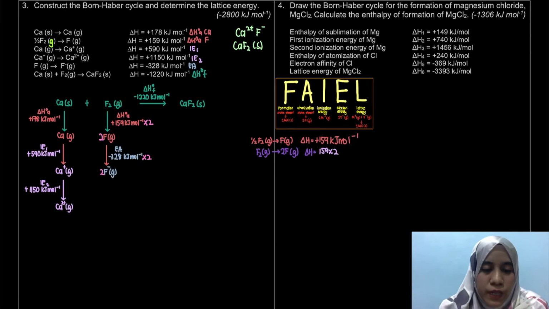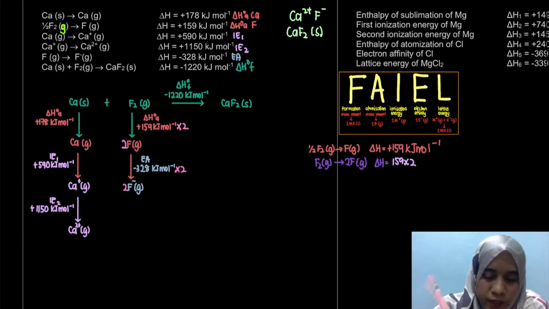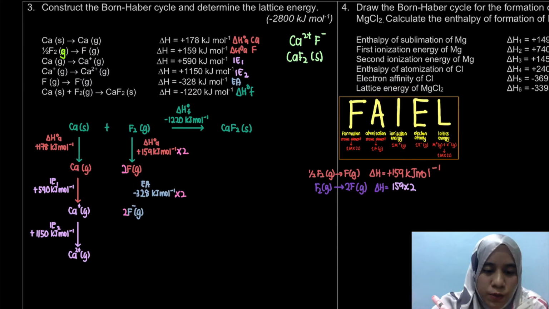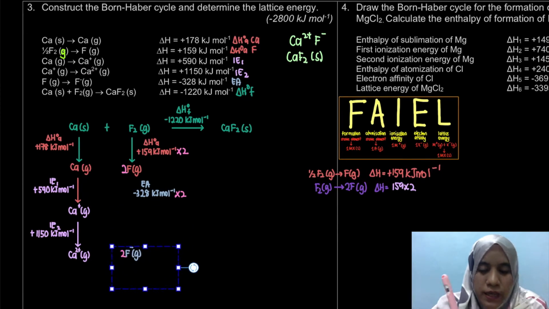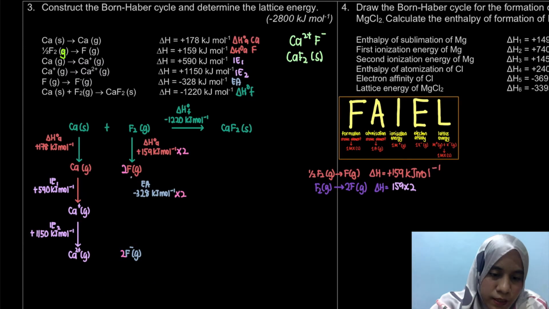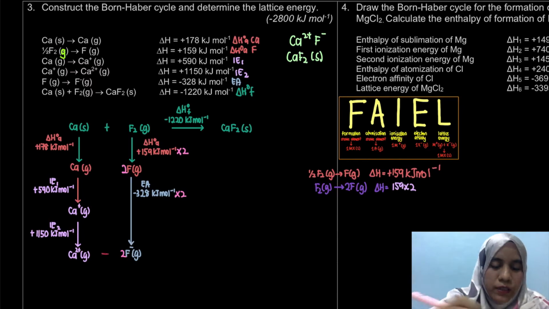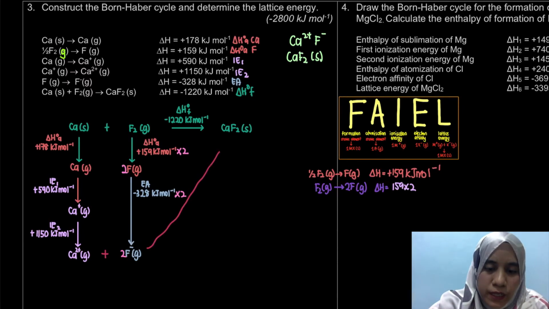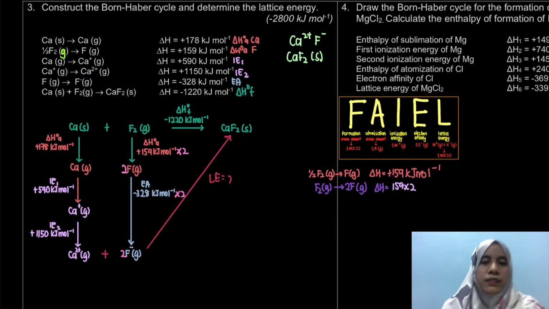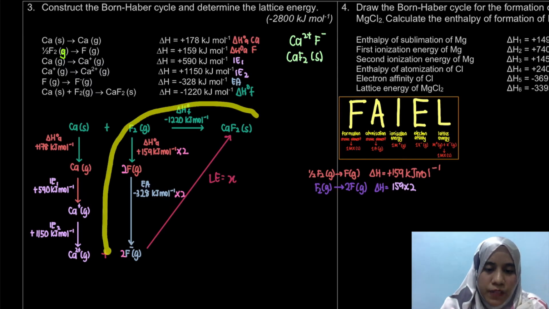Okay, so what we should do next is, if you have already drawn it, erase the arrow and rearrange the equation again. So for the 2F minus here, I'm just going to write it at the same level as Ca2 plus, and then we draw the arrow again. Okay, done. Lattice energy is when the gaseous ions react and form 1 mole of ionic solid. So here my lattice energy is equal to X. From here we can do the calculation. If you're a bit unsure, look back at why it is like this here.